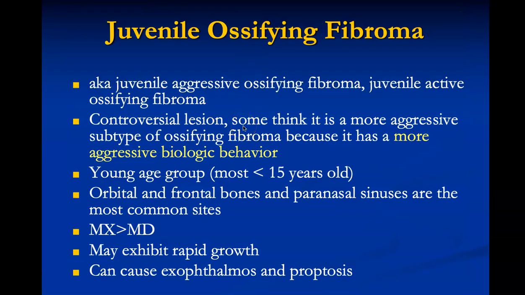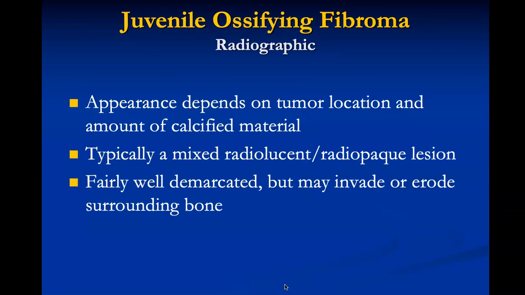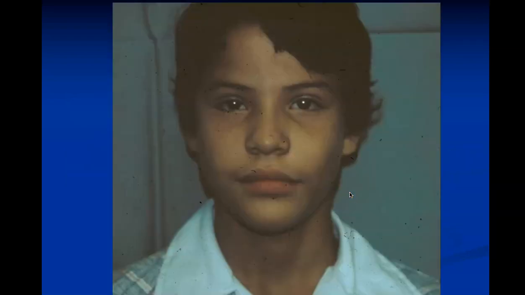The juvenile ossifying fibroma, just to remind you, is a lesion that has a more aggressive biologic behavior and tends to be seen in a younger age group. The orbital and the frontal bones of the paranasal sinus are the most common sites, which is why we talk about it, because it's in the head. It has a very rapid growth rate, and it tends to cause exophthalmos and proptosis in these patients. The appearance will depend on which bone is involved, and typically you're going to see a mixed radiolucent radiopaque lesion. They tend to be fairly well demarcated, but they can invade and erode the surrounding bone, which you'll see in this patient.